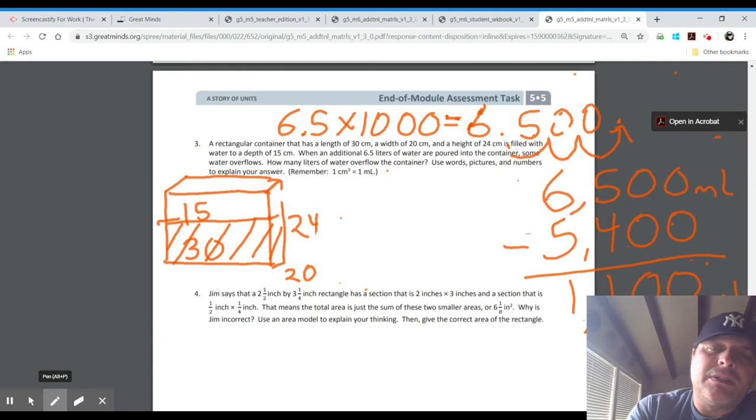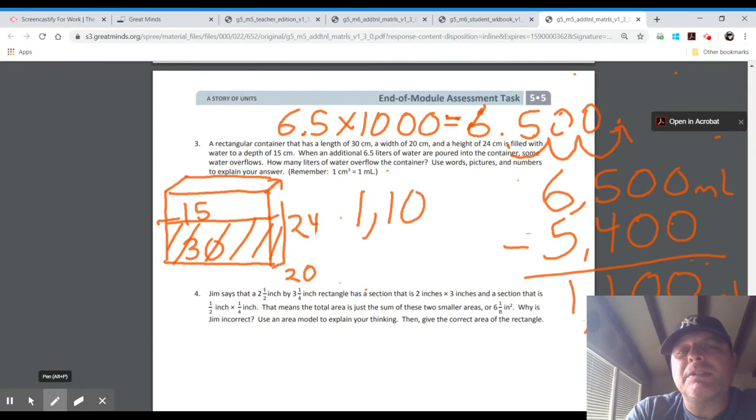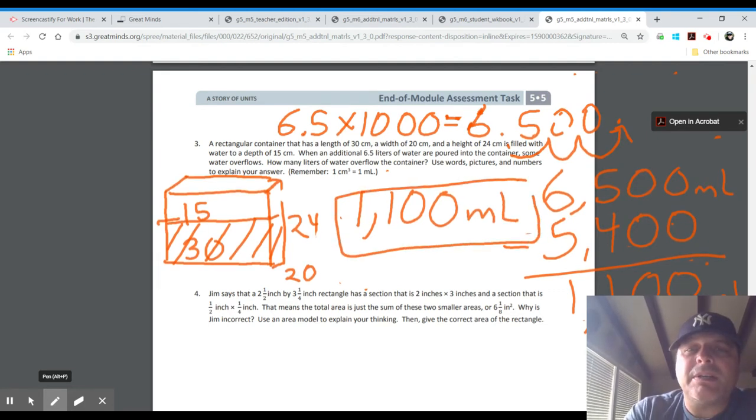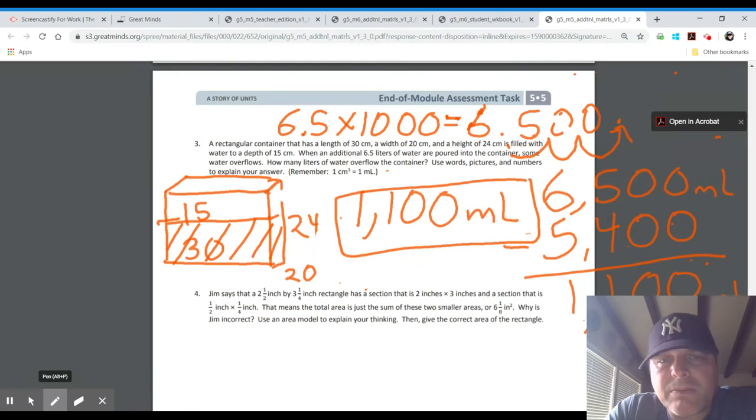Okay. That had a lot of parts to this problem. So 1,100 milliliters. Now this is not the only way to do this problem, and you could write your answer in liters as well if you would like. It does say how many liters of water overflow. So let's convert this to liters.